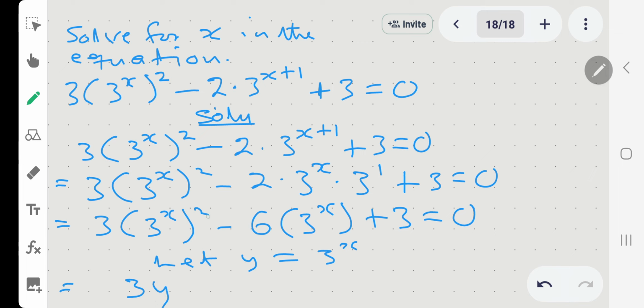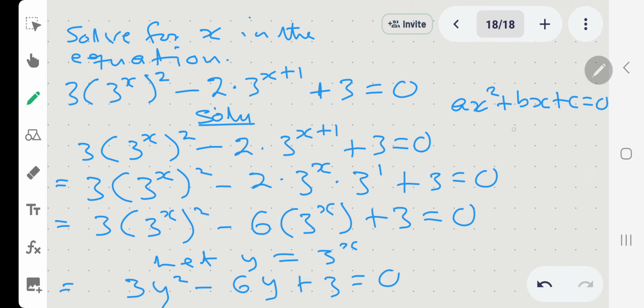So here y, and then with power 2, minus 6 multiplied by 3 raised to the power x is going to be 6y, plus 3 is equal to 0. So from here, we need to apply the principles of quadratic equation to find the value for y. This is so because quadratic equation is in the form ax squared plus bx plus c is equal to 0, which is exactly the same thing as this one.